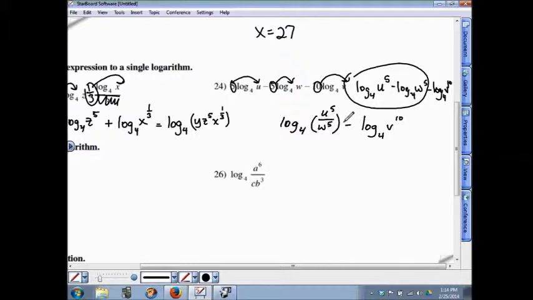Now we have to condense these two logarithms. There's a minus sign between them. That means these two expressions have to divide each other. So it's going to be the log base 4 of u to the 5th over w to the 5th. And now we need to divide by v to the 10th. Well, dividing is the same as multiplying by the reciprocal. So v to the 10th is actually going to be on the bottom.